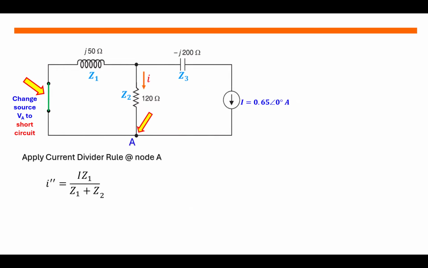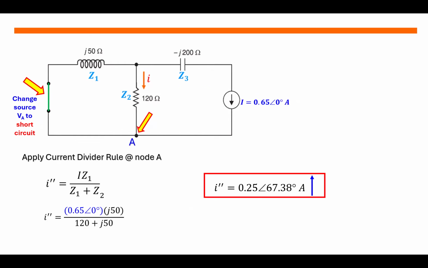Then, apply current divider rule at node A. So, to get the value ng ating tawagin nating I double prime due to the current source. So that is using current divider rule. That will be current multiplied by the value of the impedance 1 all over the sum of the two impedances Z sub 1 and Z sub 2. Then we get the I double prime, which is equals to 0.25 angle 67.30 degrees ampere. That is in upward direction.